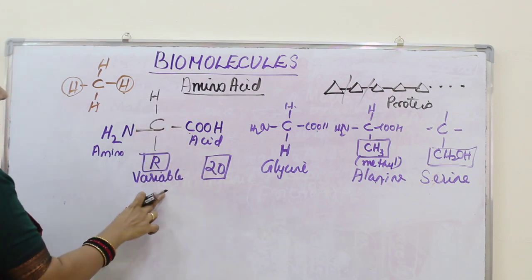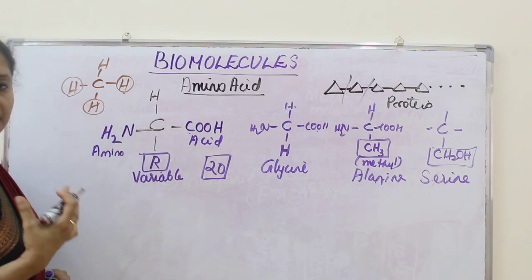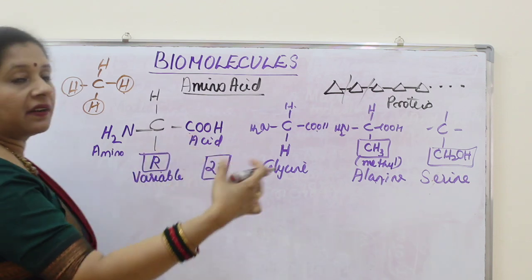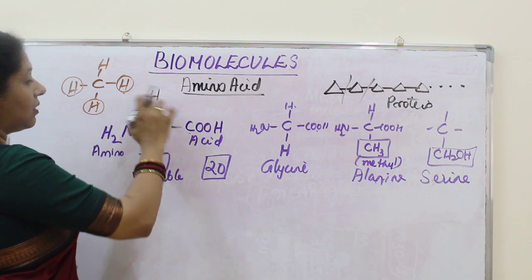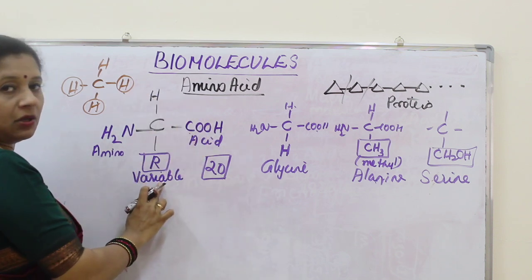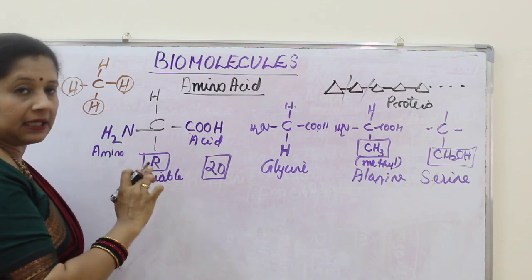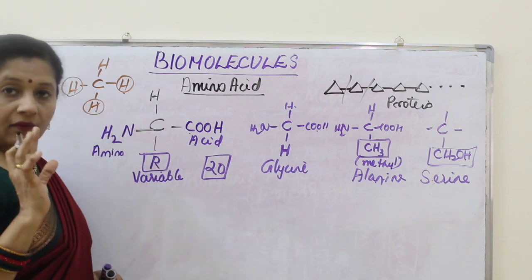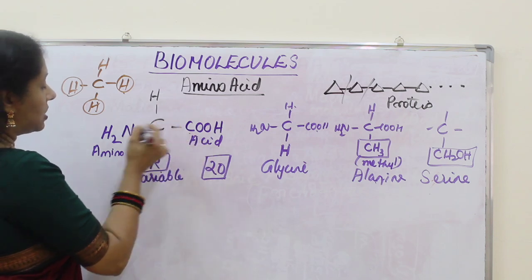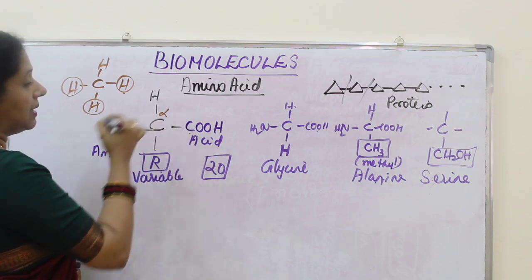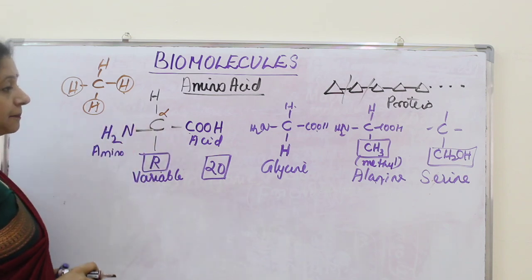Now 2 more hydrogens are there. One hydrogen is substituted by R. R is a variable group. That means it will keep changing in different amino acids. And this H is a constant there. So these 3 are constant for an amino acid, and this is the variable group. Since we have substituted the hydrogen in a methane, amino acid is called what? The substituted methane. And also both the carboxylic acid group and the amino group are on the same carbon, so it is the alpha carbon. So it is called the alpha amino acid.